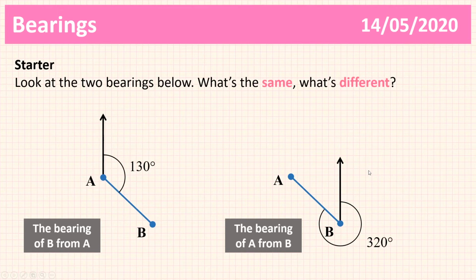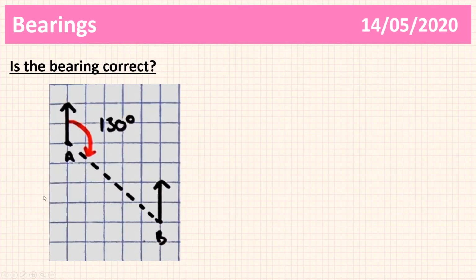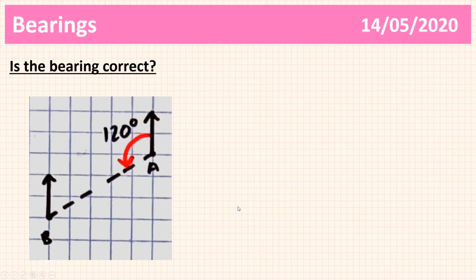So we're going to do a little bit of a quiz. We're going to be looking at if the bearing is correct or not. So here's your first bearing. Is that correct or incorrect? Well, this one is correct. We have our north line. We're measuring clockwise, and our bearing is written as 3 digits. Hundreds, tens, units.